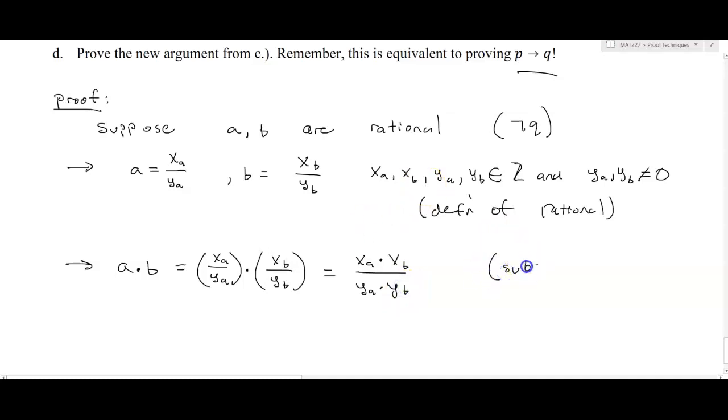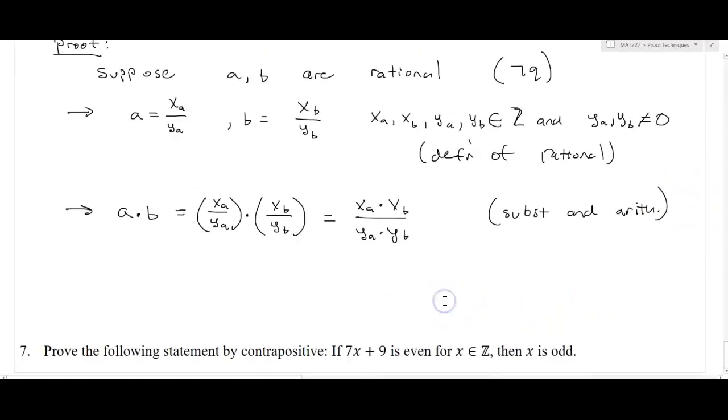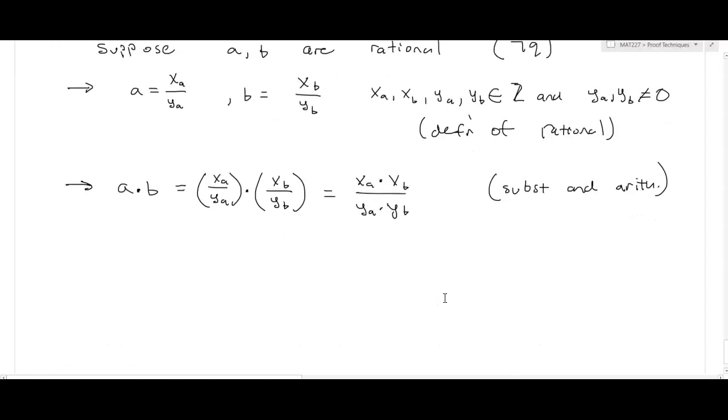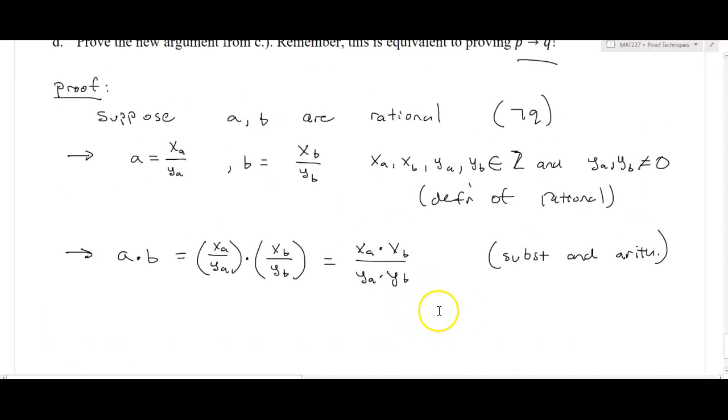What I've done here is just substitution and arithmetic. So I've kind of combined steps here, and you can do that, but try not to do too many steps in one so that it's clear where things are coming from. This is not a series of very over-the-top statements, so we can combine them into one. So now I see that A times B is a ratio of two numbers, but I have to make the argument that those numbers being divided, XA, XB, and YA, YB, are integers.